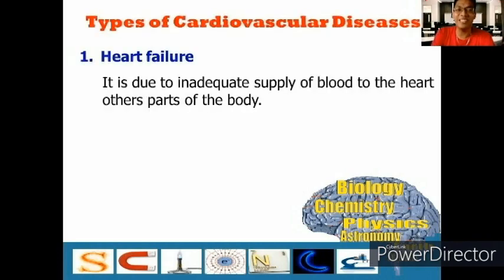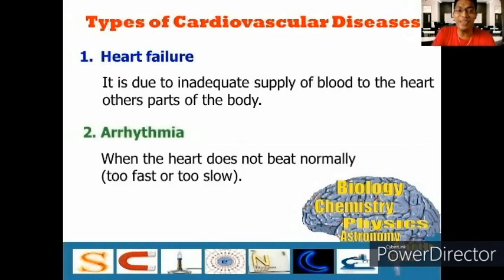The first one is heart failure. Heart failure is due to inadequate supply of blood to the heart and other parts of the body. The second type is arrhythmia. Arrhythmia means that the heart is not beating normally. Sometimes it is too fast or sometimes it is too slow.